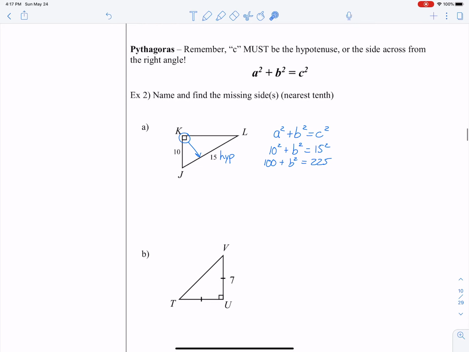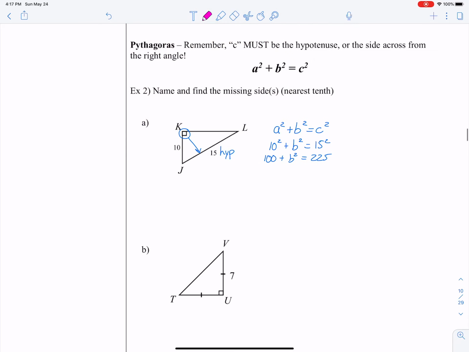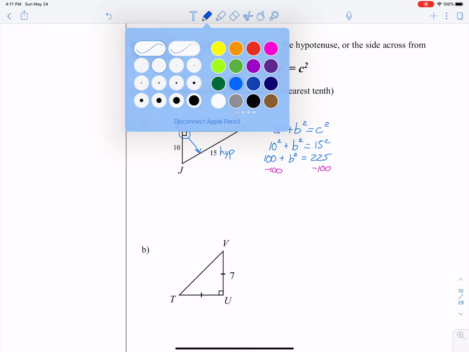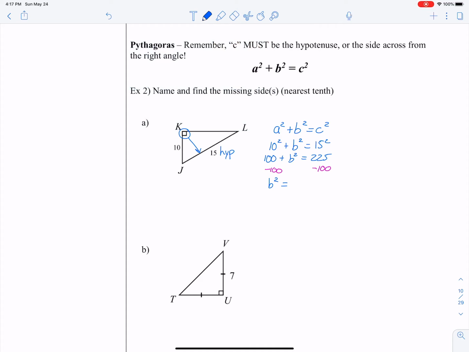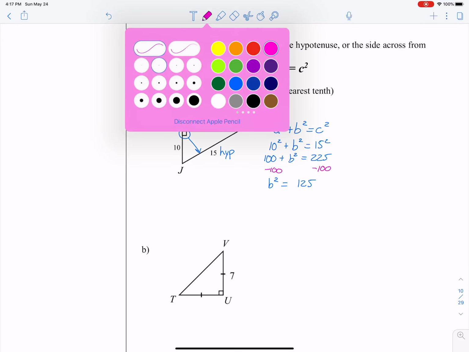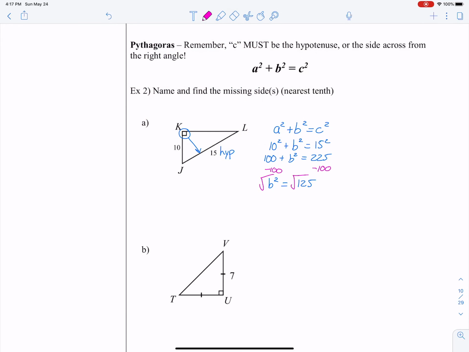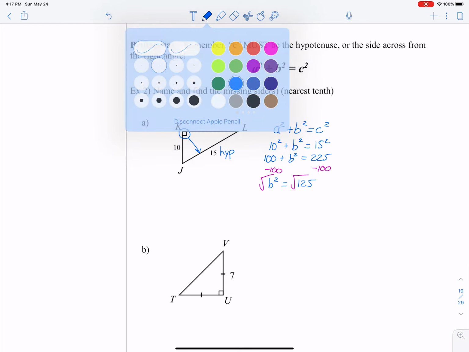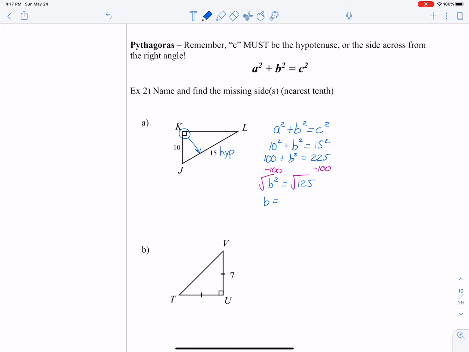So the next thing I want to do is I want to move my 100 over to the other side. So I'm going to subtract 100 from both sides. And I get b squared is equal to 125. Then I'm going to take the square root of both sides because the opposite of squared is square root and I want the b by itself. And after I do that, I'm going to do the square root of 125 and I get 11.2.